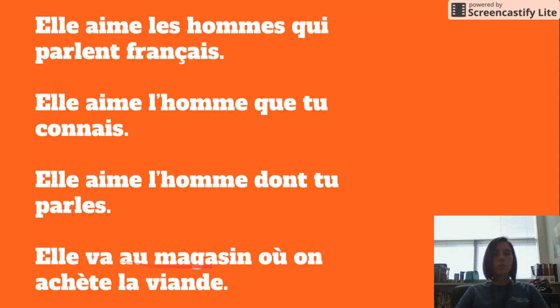Elle va au magasin où on achète la viande. Où right here means where, and it can also be used to mean when.